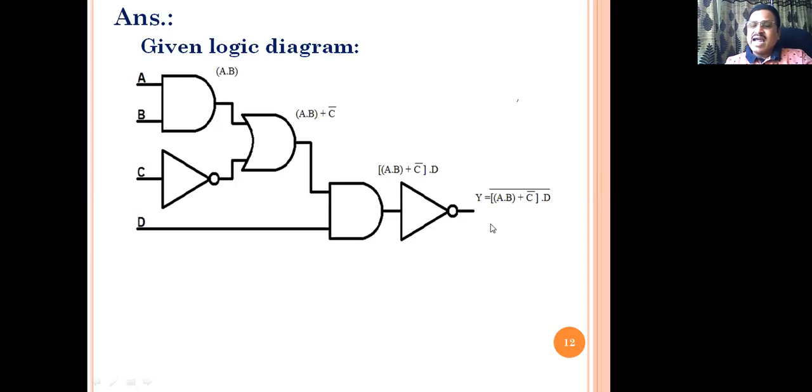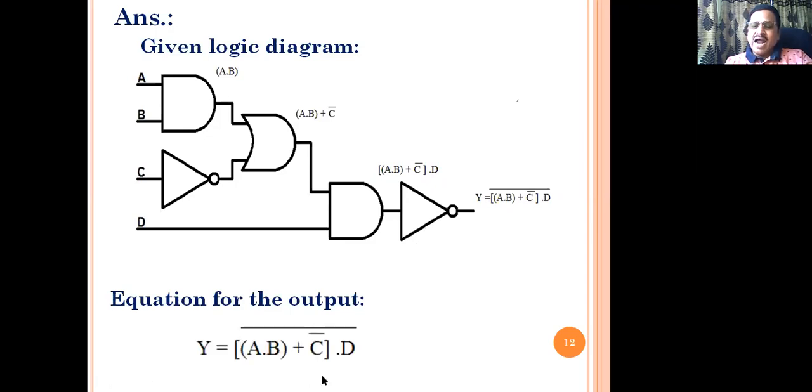Now the next gate is the NOT gate. The overall term with the inversion is the negation, or NOT operation. So we'll get the resultant equation Y equals (A and B or C bar and D) overall complement. Is this clear? It's very easy.